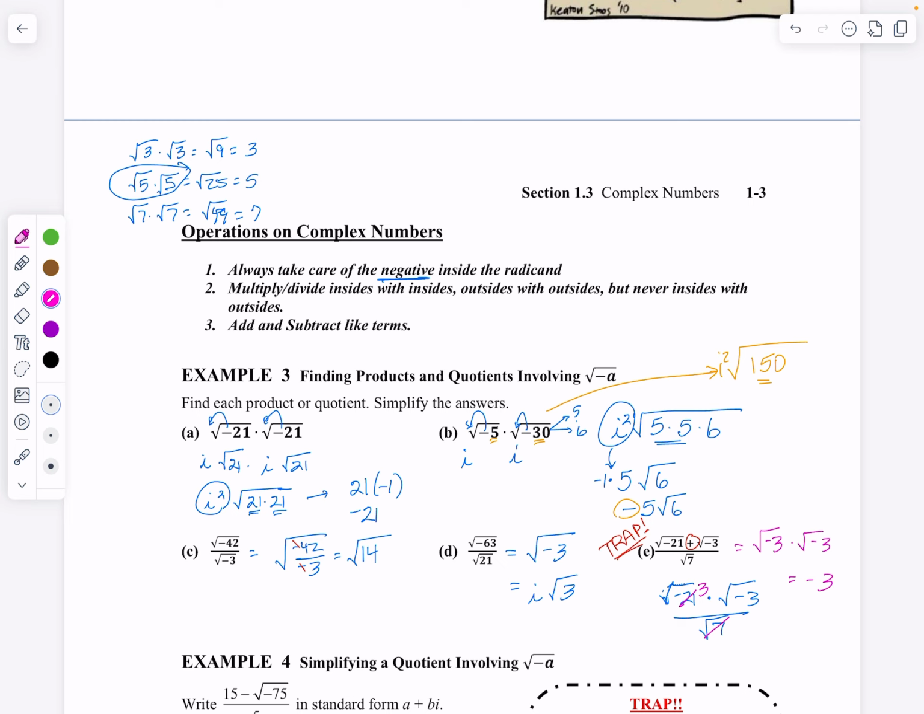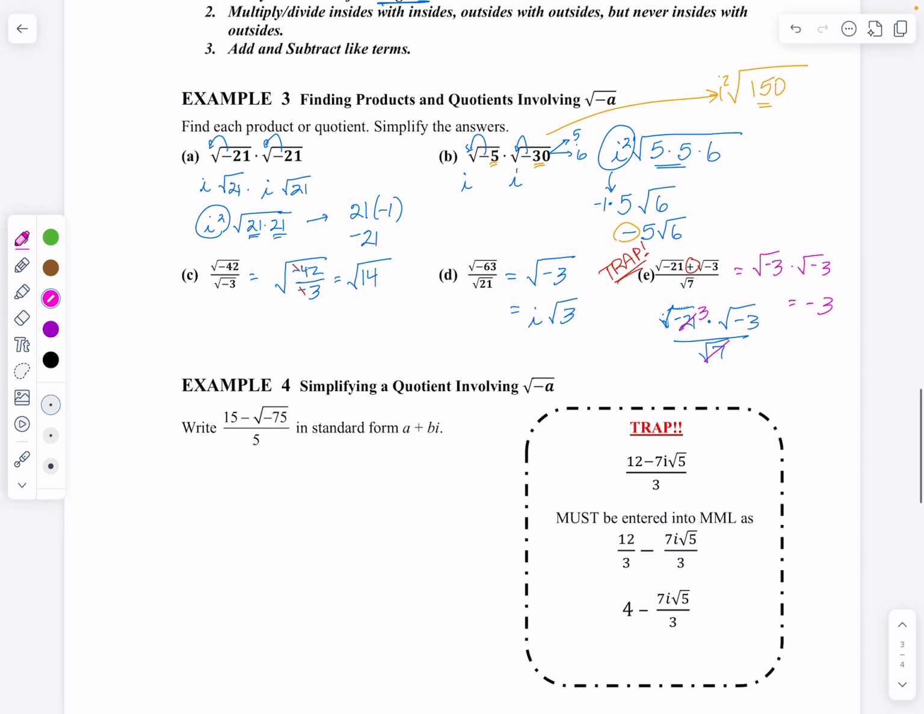All right. So now we're going to simplify a little bit more. Let's see. Trying to get to my blues. There we are. Okay. So we have this 15 minus the square root of negative 75 over 5. The biggest trap that people usually fall into is they'll divide 5 into 15 3 times. You cannot do it. That is illegal. And I'll show you why really quickly.